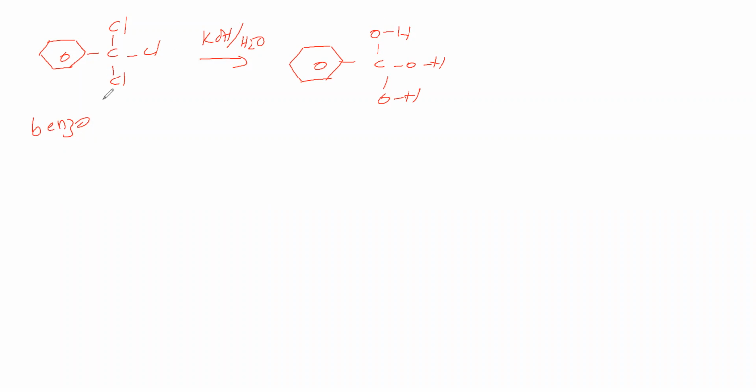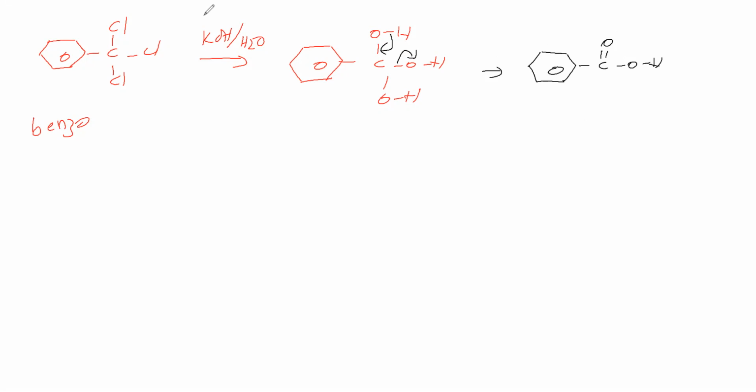That also we have to check. Here Cl minus is replaced by OH minus. Now this carbon is having more than one OH group, therefore a water molecule is leaving. So we will get benzoic acid. Benzotrichloride on hydrolysis in the presence of base gives benzoic acid.